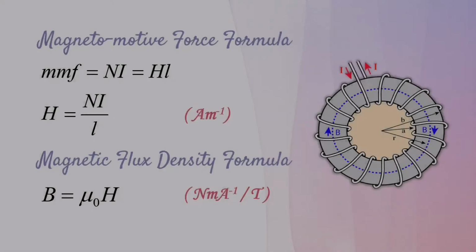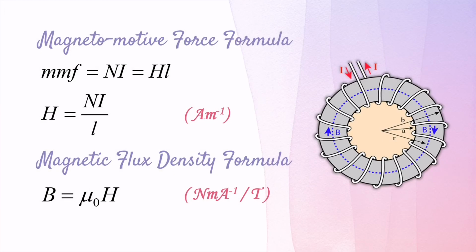We can use the magnetomotive force formula to calculate the magnetic field strength of the toroid, while the magnetic flux density can be calculated by using the following formula. The magnetic field strength and the magnetic flux density are both used to determine the intensity of the magnetic field. The unit for magnetic field strength is amperes per meter, while the unit for magnetic flux density is Newton meters per ampere, also known as Teslas.